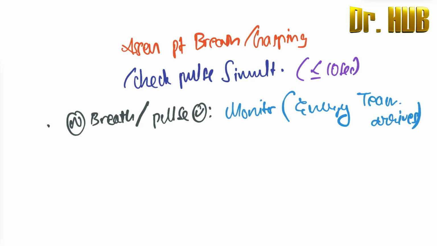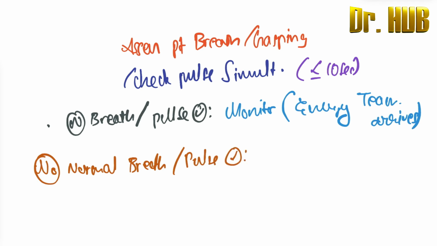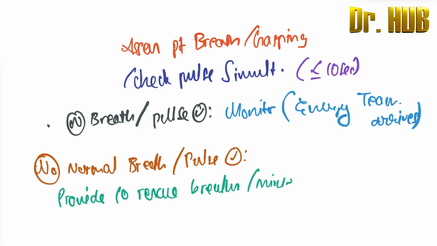Next is if there is no normal breathing but the pulse is felt. In this case, you provide 10 rescue breaths per minute, which is one breath every 6 seconds.